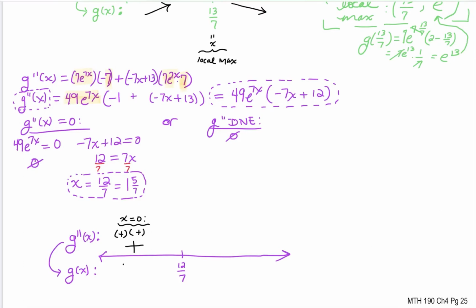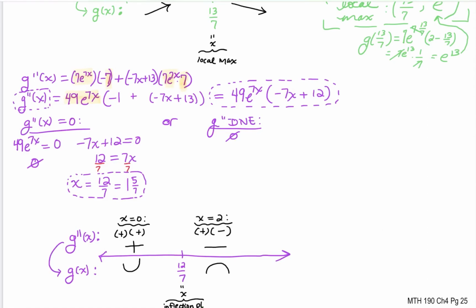Positive in the second derivative means the original function is concave up. Then plugging in something bigger than 12/7, 14/7 or 2 would do the trick. So let's sub in 2. Still positive on that monomial, negative 14 plus 12 would be negative in the binomial. Positive times negative is negative, and we are now concave down. And so at x equals 1 5/7, we are going to have an inflection point.